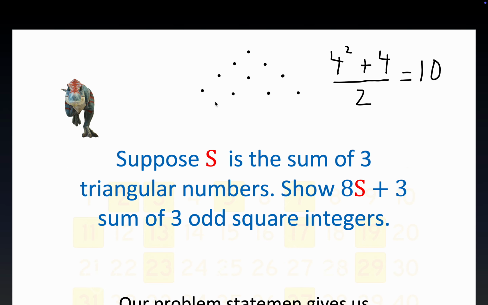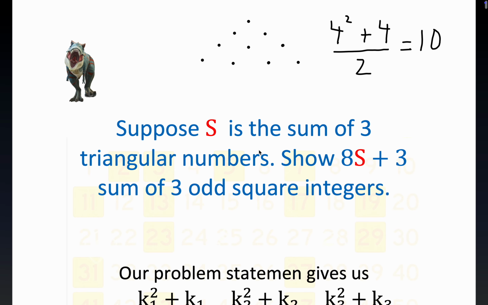But notice there's 4 rows in this triangle, and there are 10 dots. You can count them. And there's 4 squared plus 4 divided by 2 equals 10 dots. Okay, 10 dots in this triangle. Now, we're going to use this fact to show that if S is the sum of 3 triangular numbers, then 8S plus 3 is the sum of 3 odd squares.